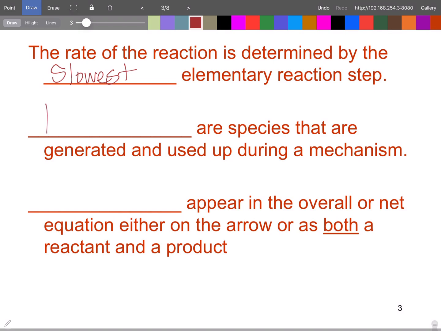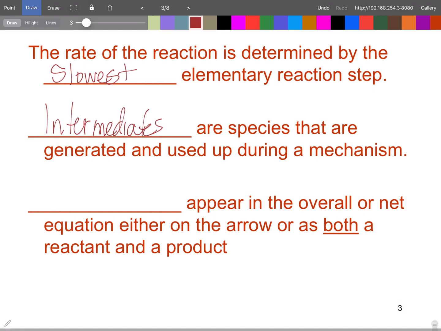Okay, intermediates are species that are generated and used up during a mechanism. Now, I referenced intermediates earlier when I talked about transition states. Transition states are fleeting. You really can't capture them. But intermediates are something that are formed and then used up. So they appear in different steps, but they don't appear in the overall equation.